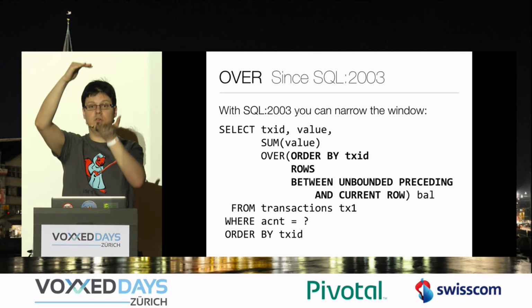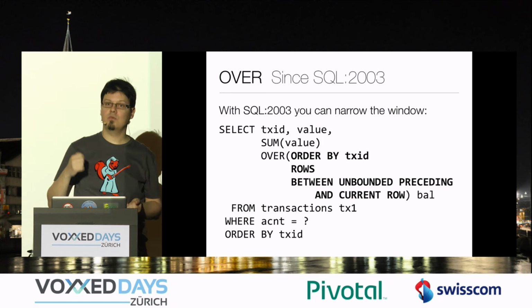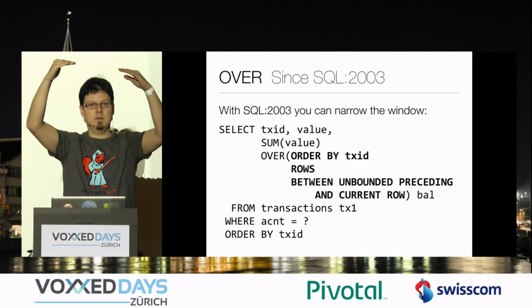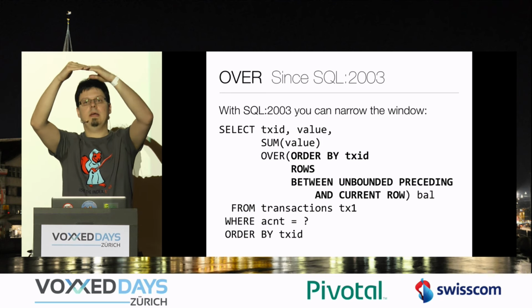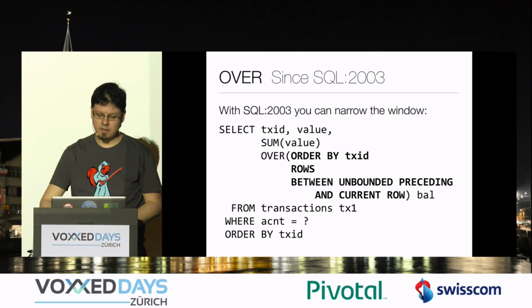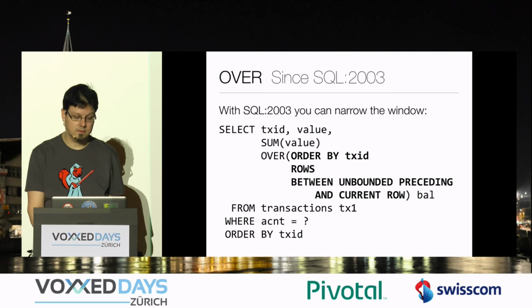So you can define a so-called window here, actually a frame. And this frame changes for every line. In the first line, it's the first row only. In the second line, it's the first row and the second row, and so on and so on. So the number of rows you are accumulating is getting bigger and bigger every time. And this pretty much gives you the running total like we wanted it.